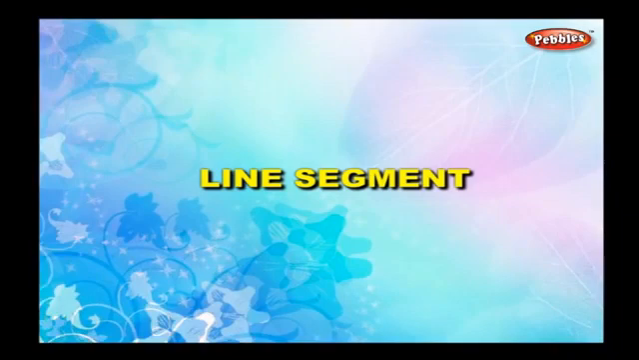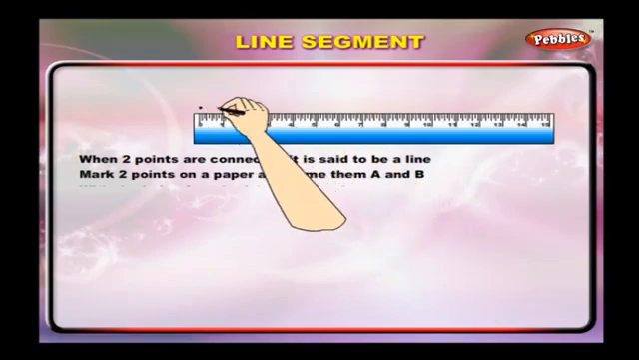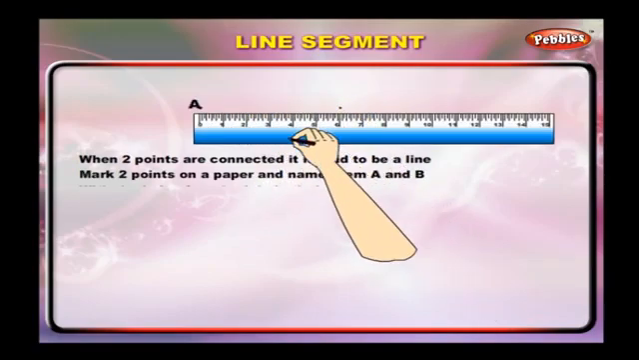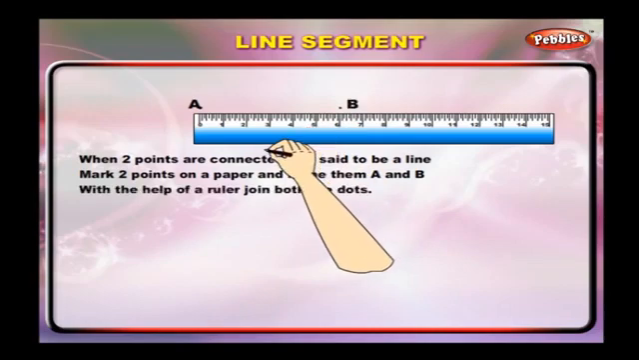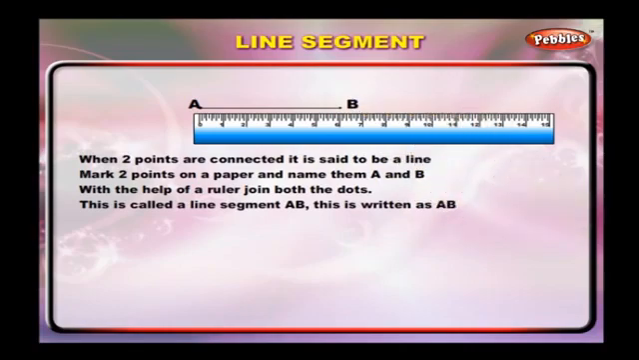Line segment. When 2 points are connected, it is said to be a line. Mark 2 points on a paper and name them A and B. With the help of a ruler, join both the dots. This is called a line segment AB. This is written as AB.